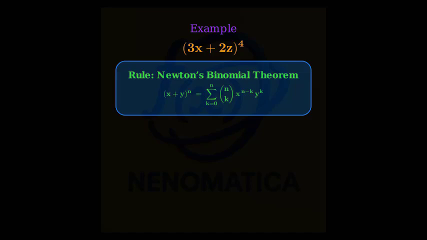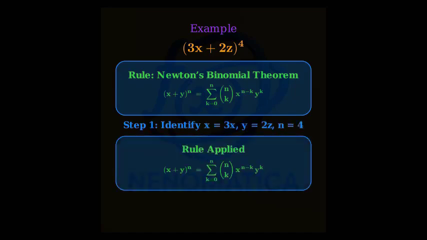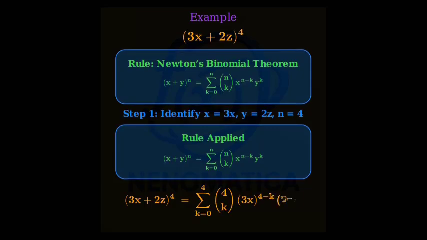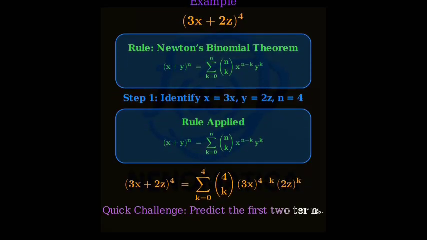Step 1. Identify x, y, and n. We choose x equals 3x, y equals 2z, and n equals 4. Substituting these into the summation form shows the structure of all terms.